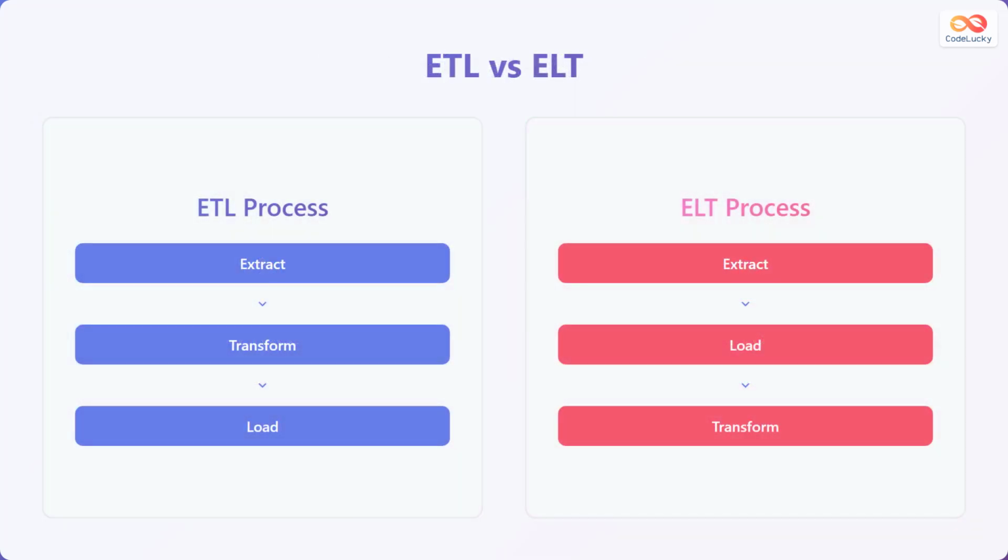Now let's look into two common approaches for building data pipelines: extract, transform, load, or ETL, and extract, load, transform, or ELT. In the ETL process, data is first extracted from various sources, then transformed into a usable format, and finally loaded into the destination system. In contrast, ELT first extracts the data, loads it into the destination system, and then performs the transformation within the data warehouse or data lake. The choice between ETL and ELT depends on factors such as data volume, processing power, and the capabilities of the destination system.